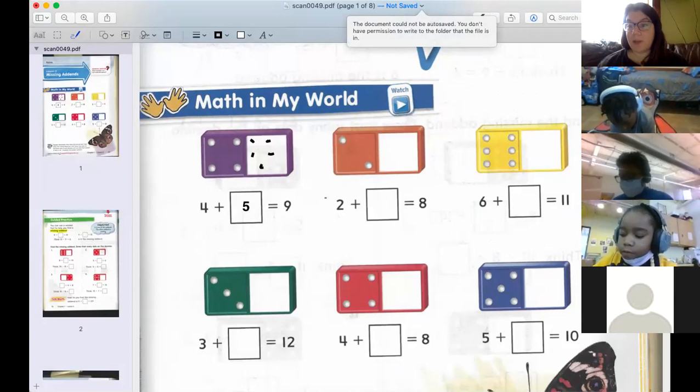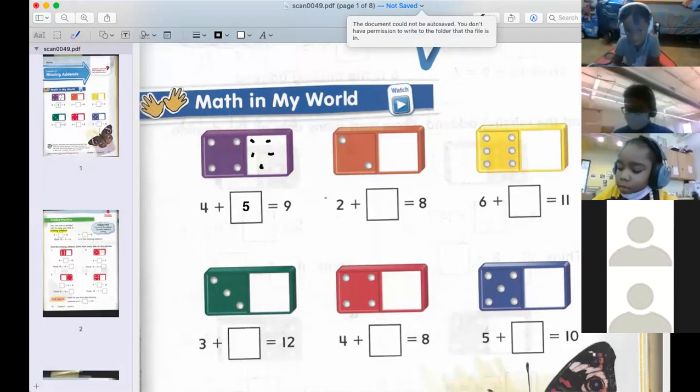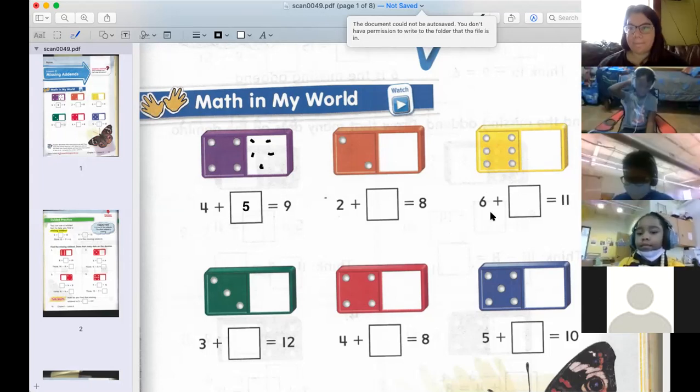Okay, Elijah's going. Tamaya's working. Daisha, I'm gonna assume you're working. All right, Elijah, what you got? Oh, I'm sorry, I thought I saw your hand. Were you ready?